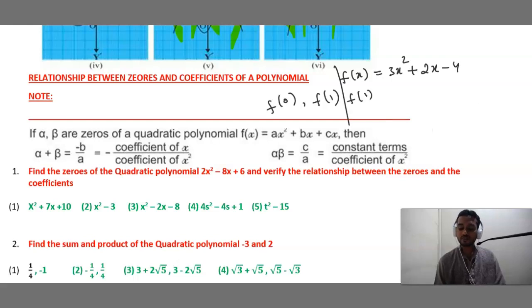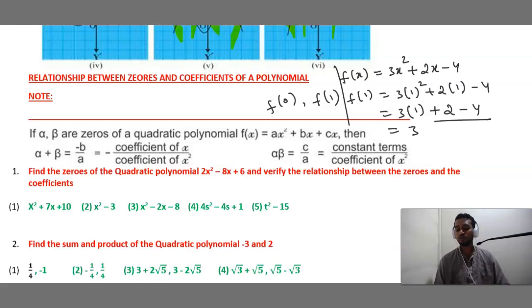Same way, if it is f of 1, what should we do? F of x at 1 is equal to 3 into 1 square plus 2 into 1 minus 4, which is 3 into 1 square, that is 1, plus 2 ones are 2, minus 4. 3 ones are 3 plus, first you simplify 2 minus 4, which is minus 2. 3 minus 2 is 1. Simple. So f of 1 is 1.